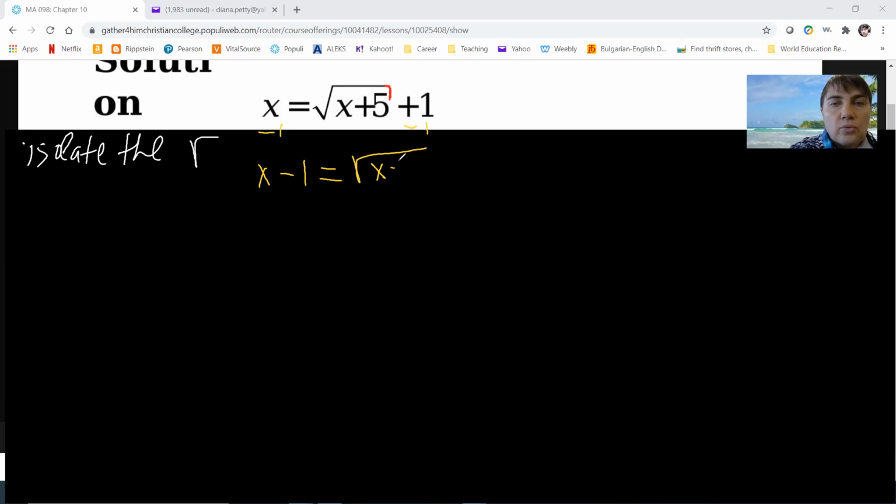So now what do we need to do to get rid of this radical, as the second step? Okay, square both sides. So now we could have problems if you don't know how to square this left side.